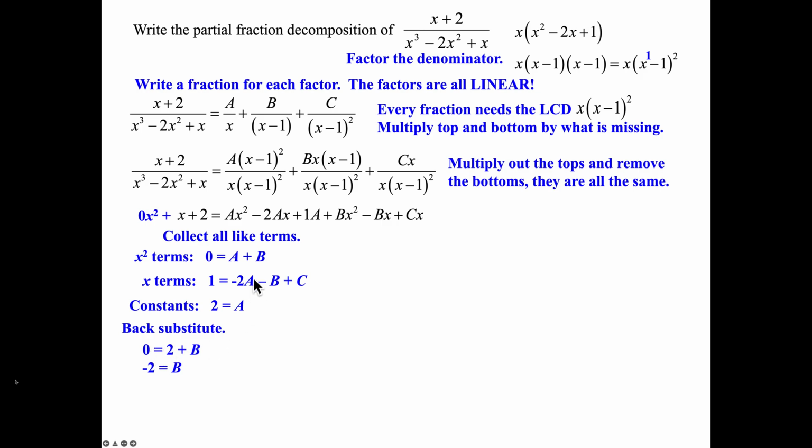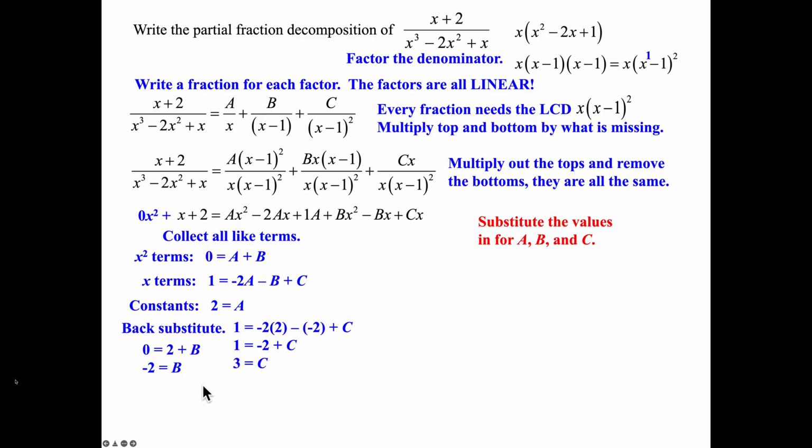Well, now that I know A and B, I can plug them into the second equation and solve for C. So 1 equals negative 2 times positive 2 for the A minus the negative 2 for the B plus C. So that's negative 4, that's going to be a plus 2, so that's negative 2 added over to the other side, and C is equal to 3.